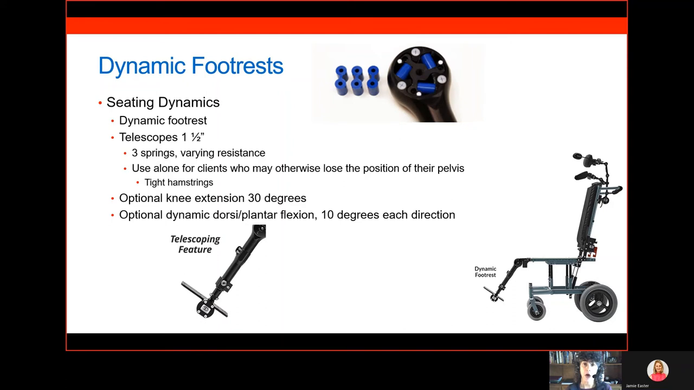We can also add on knee extension. And again, that combination of telescoping and elevation at the knee follows more of the natural arc of the leg at the knee. And we can add on a dynamic dorsiplantar flexion if that is indicated for that individual. Most people are going to move into plantar flexion. They're going to push downward with their toes as they extend throughout their body. And this will move up to 10 degrees in each direction.